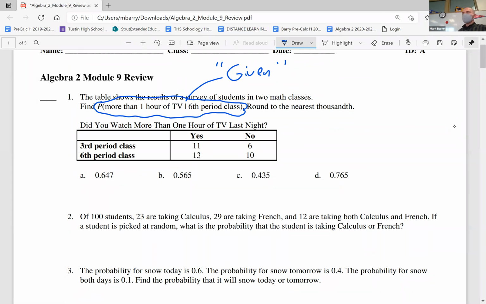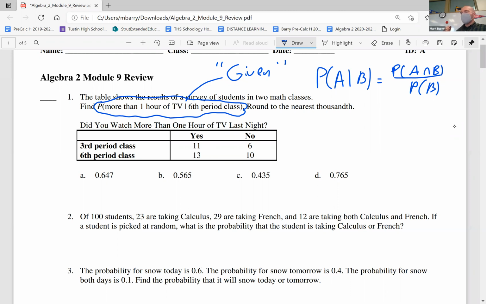Now, we did have a formula for the probability with the given, and if you wanted to use that, you could. We said the probability of A given B equals the probability of A and B over the probability of B. So you could use that formula here if you'd like. I always told you that with the tables and the Venn diagrams, it's usually a little bit easier to do this without the formula.